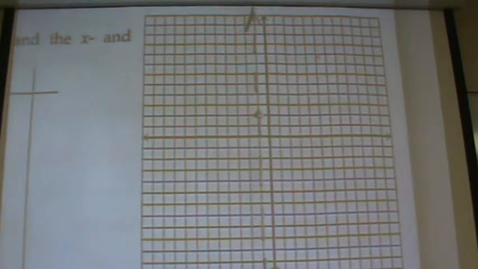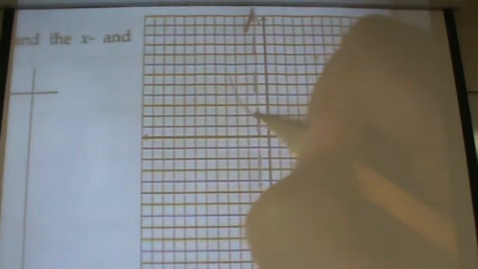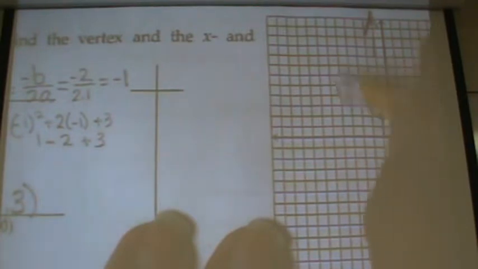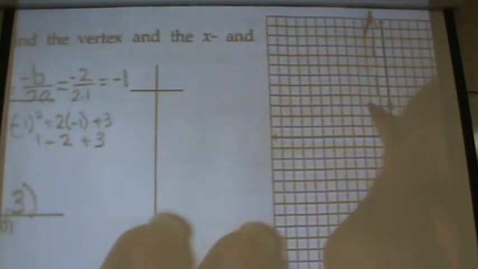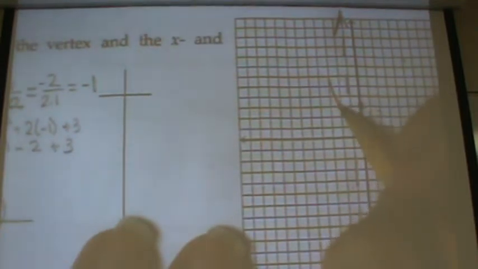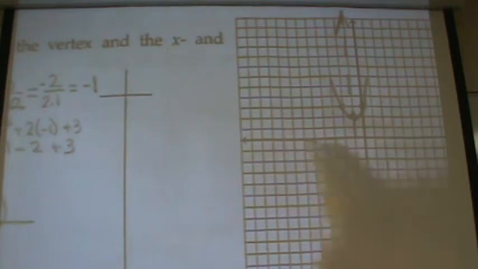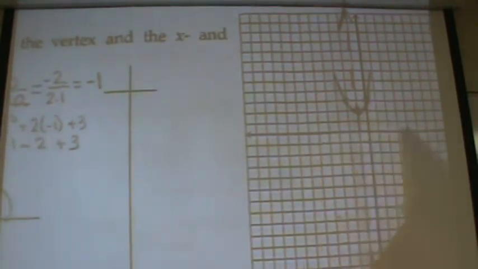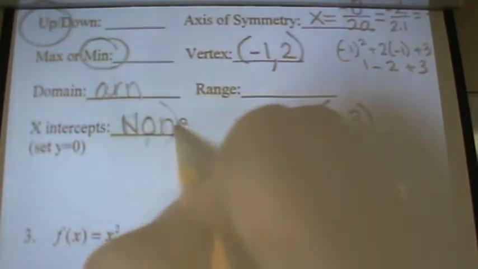Now, can you tell me, is this going up or down? It's going up. So it's going to look like this, right? And we know the y-intercept. We said it's 0, 3. So let's put that in, 0, 3. And we can fudge that point in there too. So it's looking like this. So can you tell me where this thing is hitting the x-axis? It's not. So there are none.